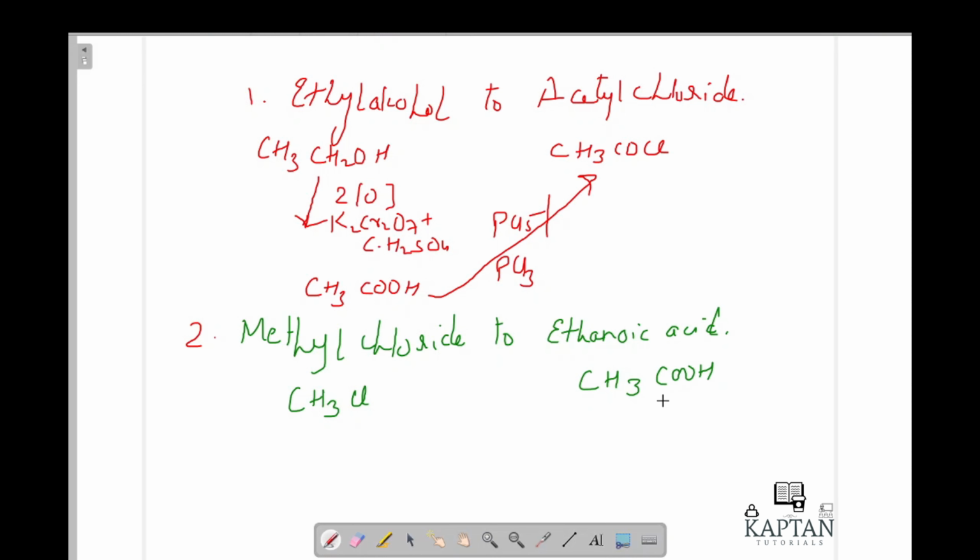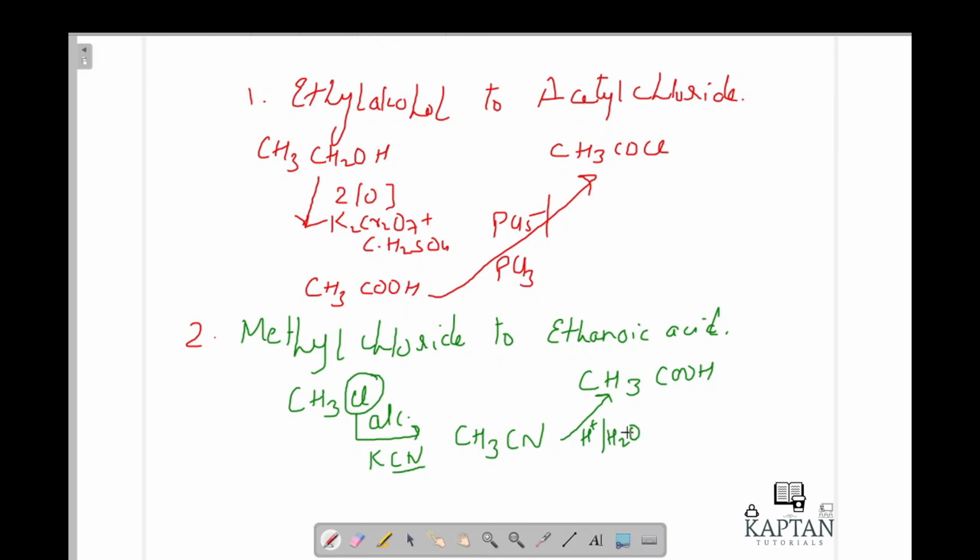Now what we are observing is that the carbon chain has increased by one, which means we have to use a step up reaction. In a step up reaction, I told you in the earlier video that we have to add alcoholic KCN. Now when we add alcoholic KCN, the functional group chlorine will be replaced by cyanide, and it will change into CH3CN.